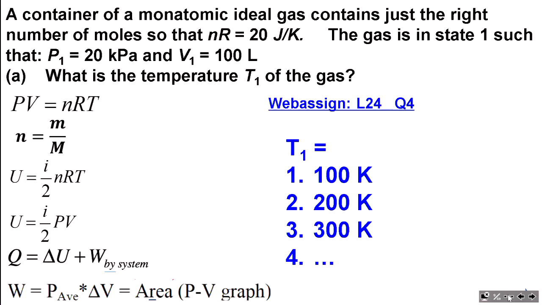For our convenience, we don't give the number of moles directly. We already know the product of n times the constant, n times R, is 20. Of course, 20 over 8.31 tells us the number of moles, if we wanted to know that. But we don't have to.